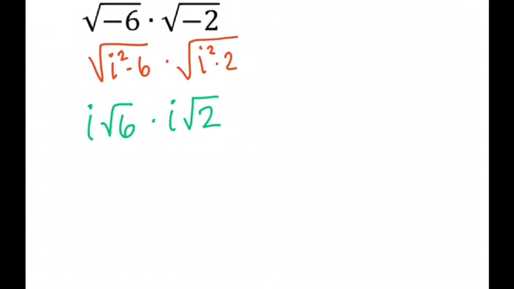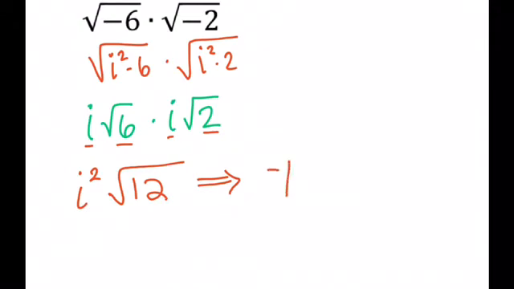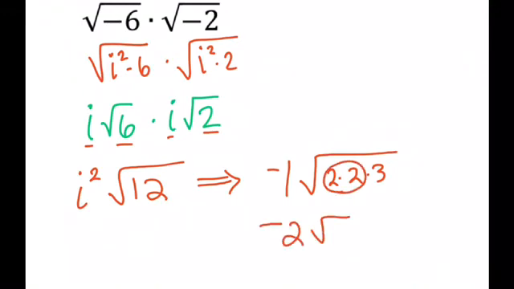Now I can deal with this as I'm used to dealing with them like I did before. So I can do i times i is i squared, and square root of 6 times square root of 2 is the square root of 12. And that means that i squared is negative 1. The square root of 12 is 4 times 3. So I can take out a pair of 2's. Negative 1 times 2 is negative 2. So this is the correct answer as a simplified version.